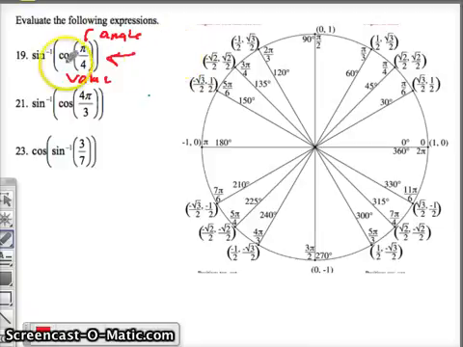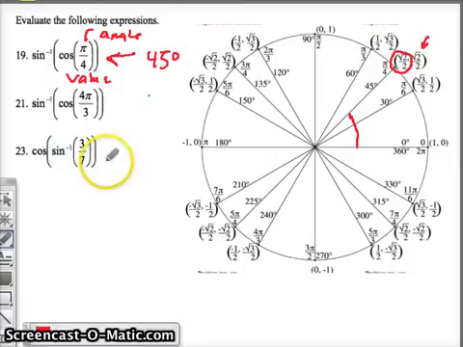So let's go inside parentheses first. What is cosine of pi over 4? Cosine of pi over 4 is radical 2 over 2. All right, so what is inverse sine of radical 2 over 2? Where is sine radical 2 over 2? Right here. So the answer is 45 degrees. That's the answer there.